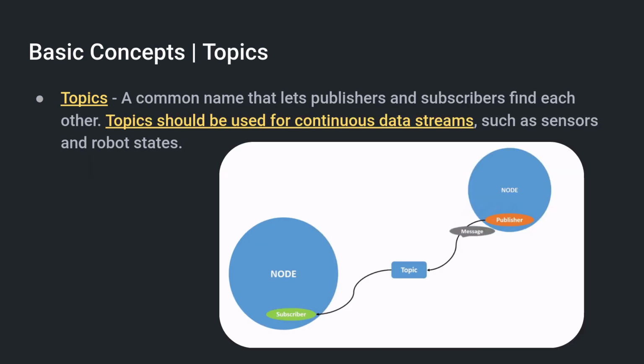So first of all, let's go ahead and talk about topics. A topic is a common name that lets publishers and subscribers find each other. Topics should be used for continuous data streams, such as sensors and robot states. In this graph right here, you can see there are two nodes. One node has a publisher, one node has a subscriber, and they're communicating over a common topic name. An example of this, which we'll see in a second, will show a usage of a constant data stream.